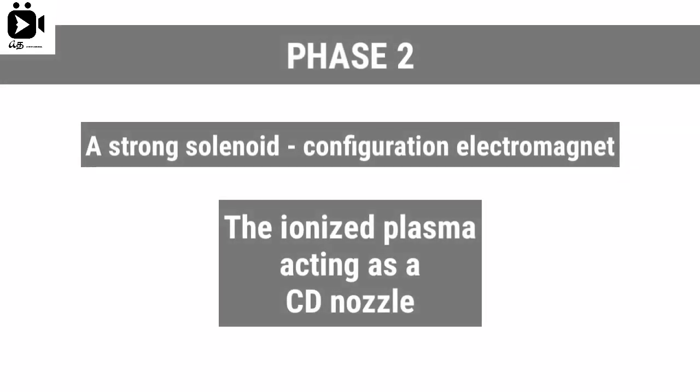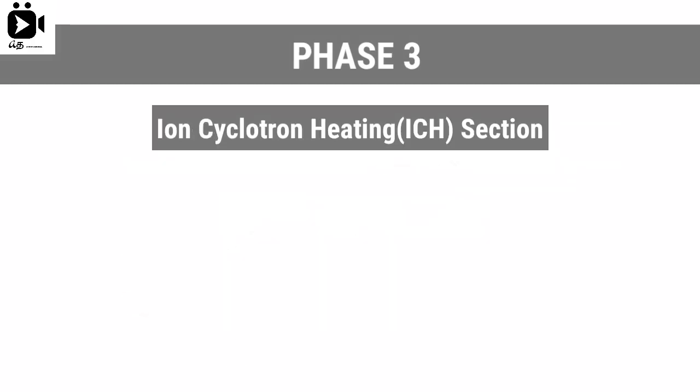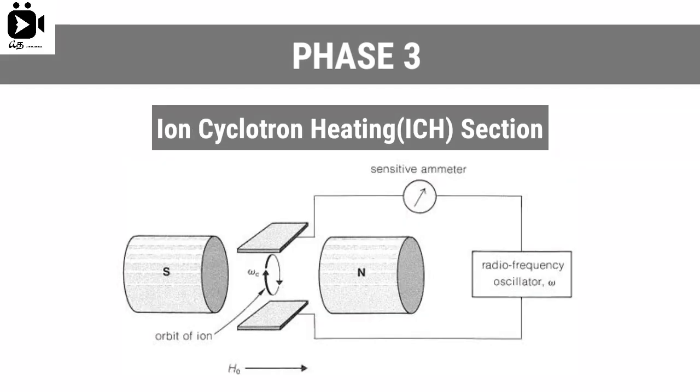Phase 2. A strong solenoid configuration electromagnet. In this channel, the ionized plasma acts as a CD nozzle. Phase 3. Ion cyclotron heating section, that means the ICH section. This section emits electromagnetic waves. Here, resonance is achieved by a reduction of the magnetic field in this portion of the engine.